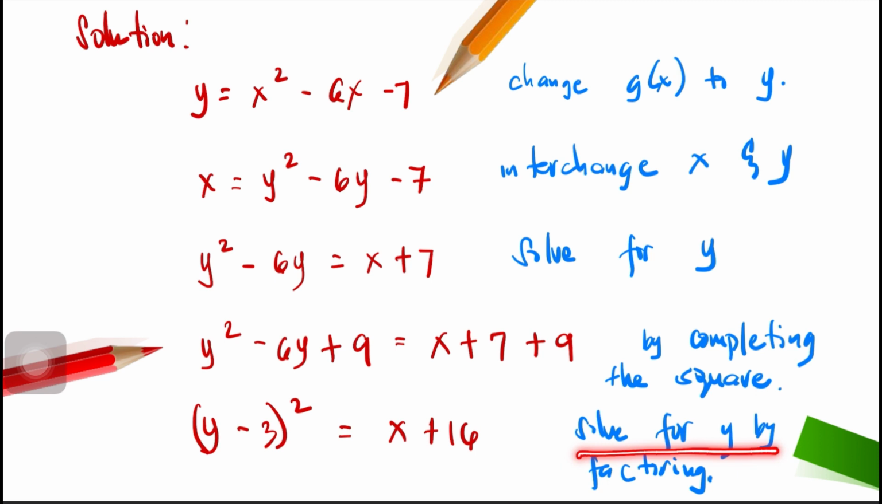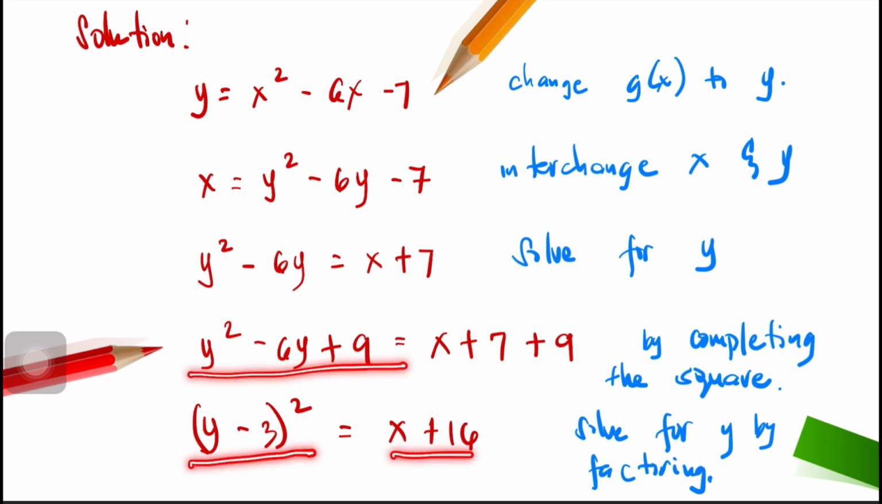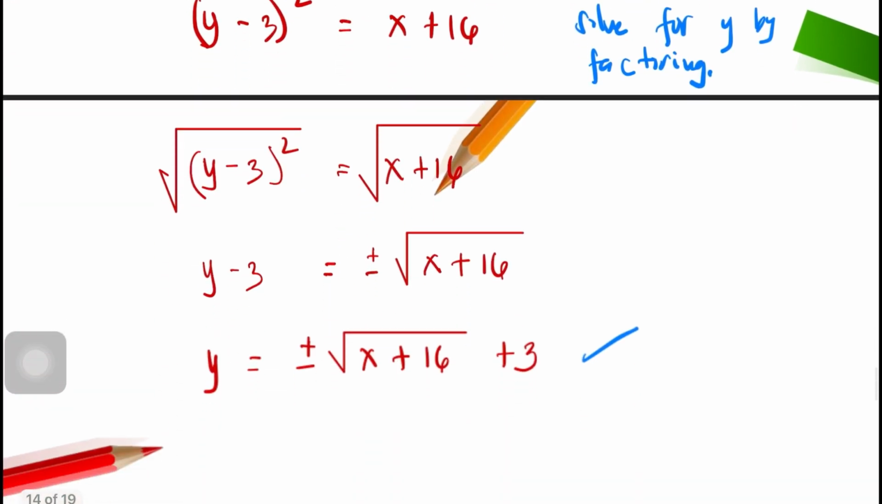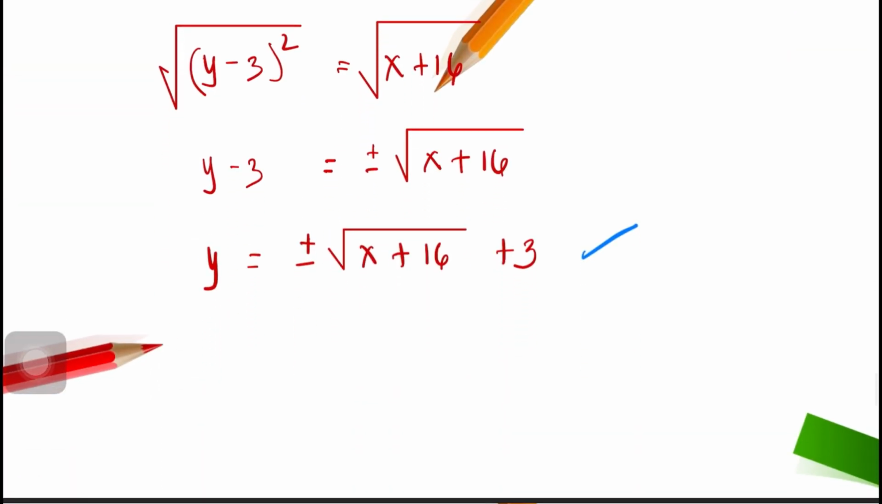And then solve for y by factoring. So let's factor this trinomial. That is now the quantity y minus 3 squared is equal now to x plus 16, adding 7 and 9. Then, let's get the square root of both sides. And that is now, cancel this out, y minus 3 is equal to positive and negative the square root of x plus 16. So if we transpose negative 3 to the right, that is now y equal to positive or negative the square root of x plus 16, plus 3.